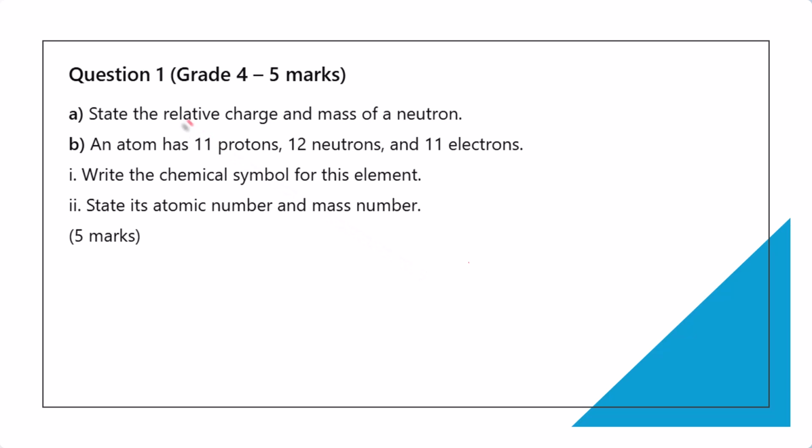All right, so it says state the relative charge and mass of a neutron. Let me start by answering part B first. An atom has got 11 protons. So that means that in the nucleus of that atom, there are 11 protons. Protons are normally positively charged. So the relative charge of a proton will be positive. It's got 12 neutrons. 12 neutrons are normally found in the nucleus, and they don't have any charge at all.